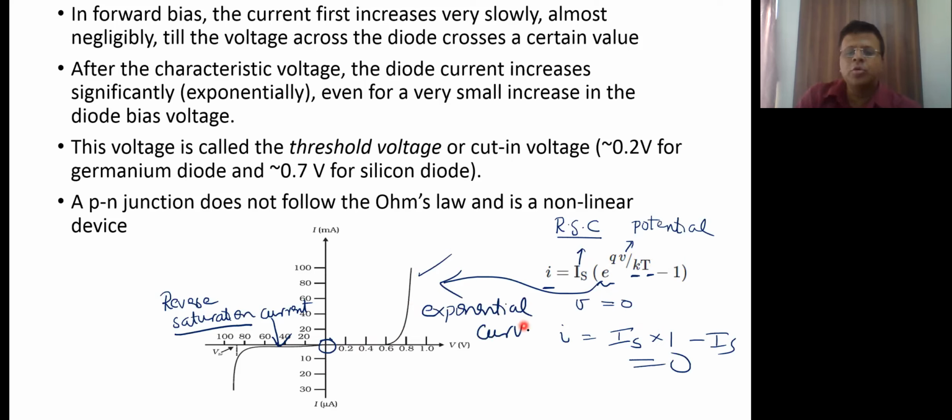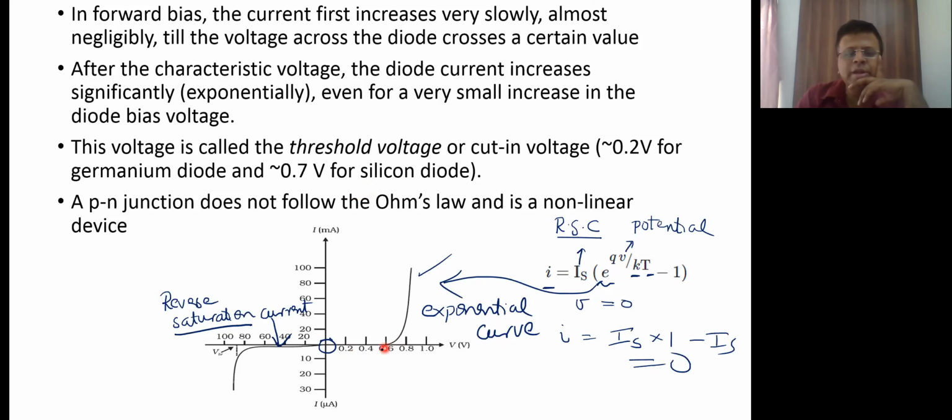That's all we need to know, and that is coming from this equation, whose derivation is not in our syllabus. So we don't have to memorize this and all. It's just for understanding why this curve became exponential in nature.